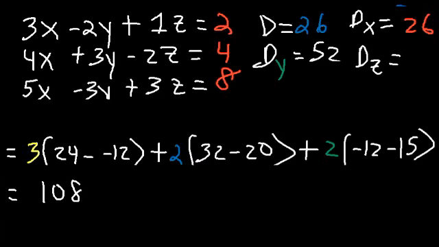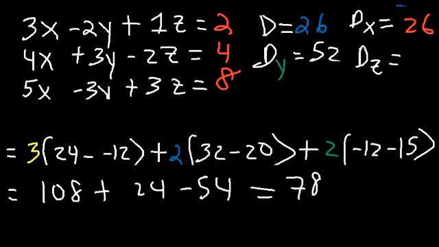32 minus 20 is 12 times 2. That's going to be 24. And negative 12 minus 15 is negative 27 times 2, which is negative 54. So 108 plus 24 is 132 minus 54 gives you 78. So that's dz.